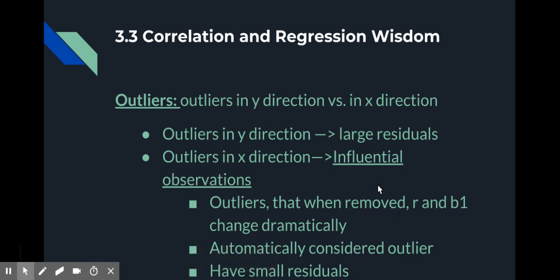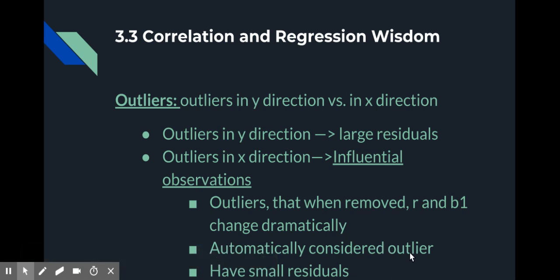These outliers are instead considered influential observations, which is an outlier that, when removed, makes the correlation coefficient and the slope change dramatically. So all influential observations are outliers, but not all outliers are influential observations. Influential observations often have small residuals because the line of regression is pulled toward them.